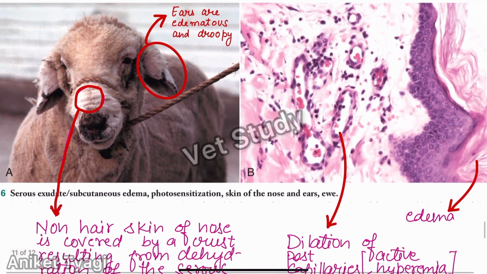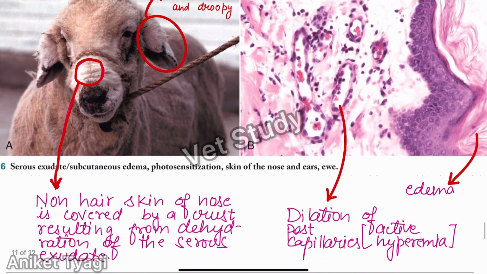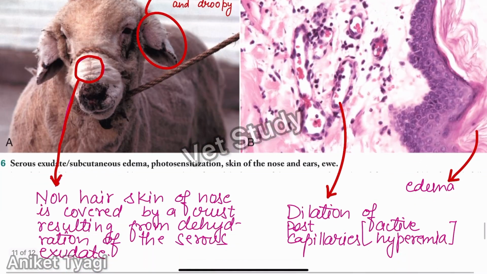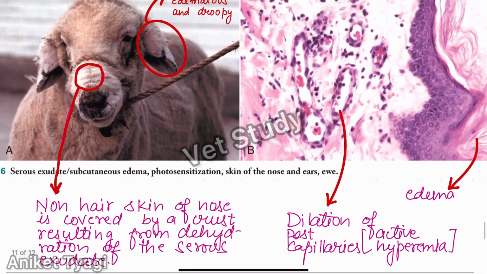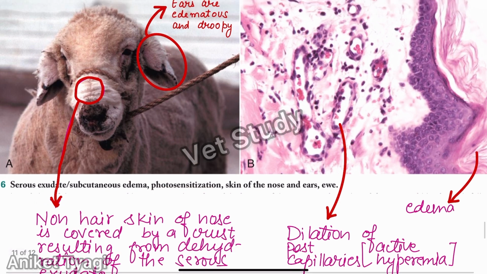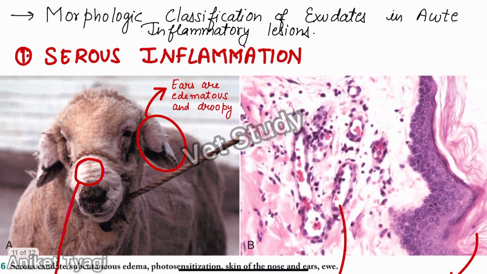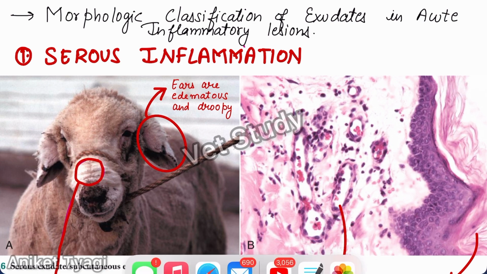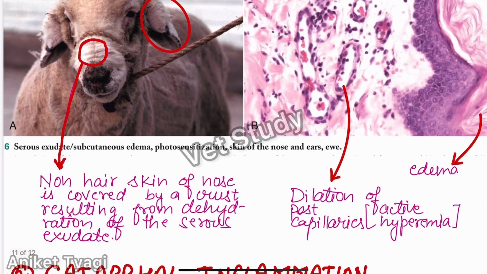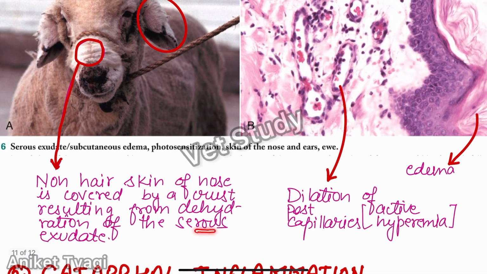Okay, so in the image, as you can see, the sheep is having photosensitization. The non-hair skin of the nose is covered by a crust resulting from the dehydration of the serous exudate. So there is a formation of crust. The lesions are crust-like, and this crust is formed due to the dehydration of the serous exudate.